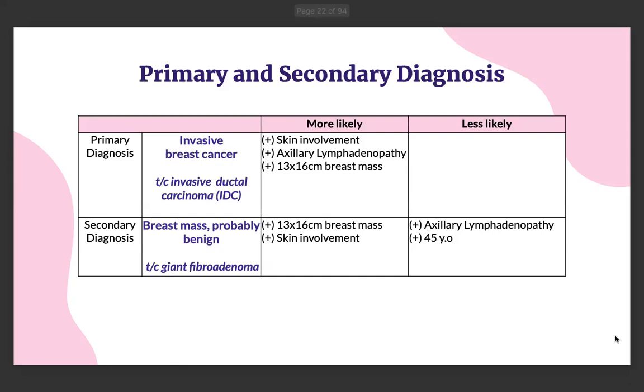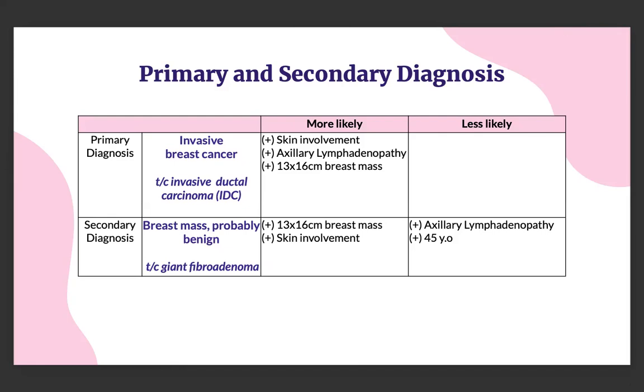So though when we saw the patient, there were a lot of signs and symptoms already pointing to a malignancy, there's also still the possibility that we're wrong, right? Because medicine is uncertain. So for the secondary diagnosis, as I mentioned, we can't completely rule out benign yet if we're just looking at it clinically. So it can also be a benign breast mass.